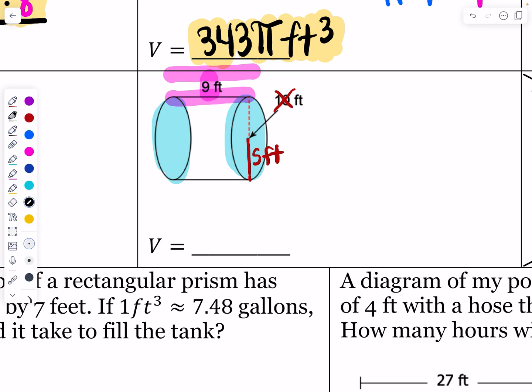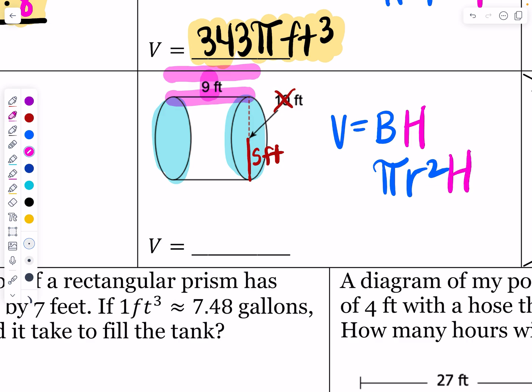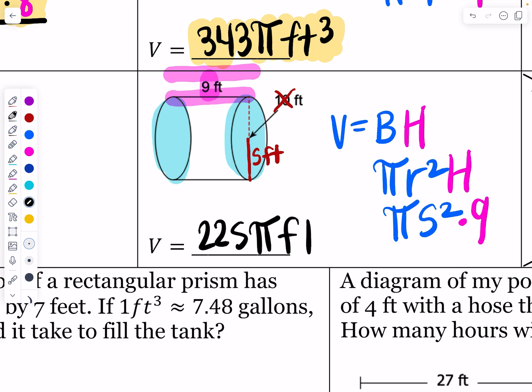And so what is my volume going to be? Volume is going to be equal to base times height. Since it's a circle, that's always going to be pi r squared times height. And so I end up plugging in pi times 5 squared times my height, which is going to be 9. And I type in 5 squared times 9 into my calculator. That is going to give me 225 pi feet cubed. So that is my volume.